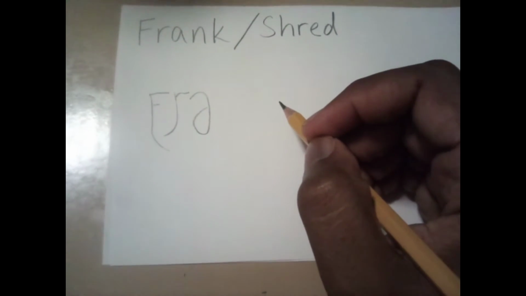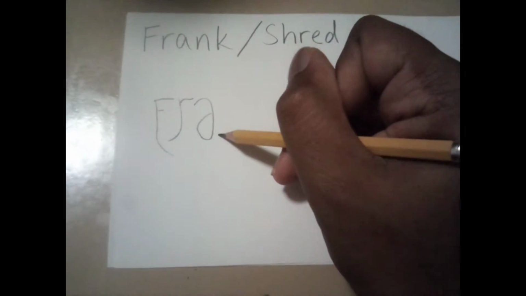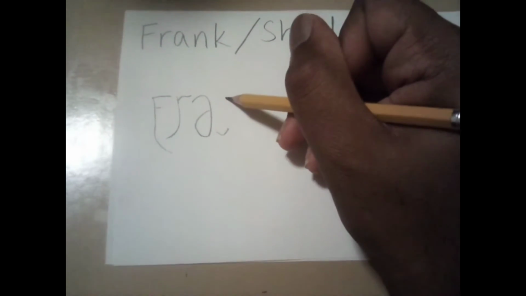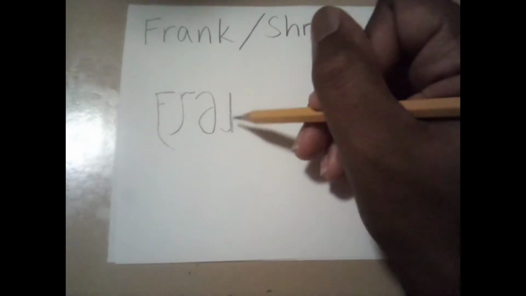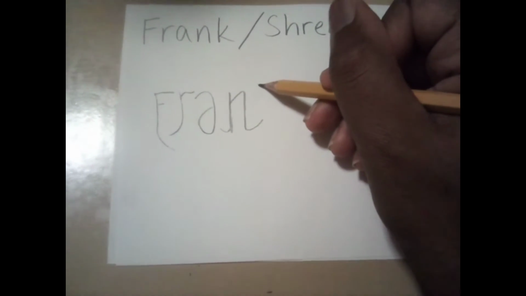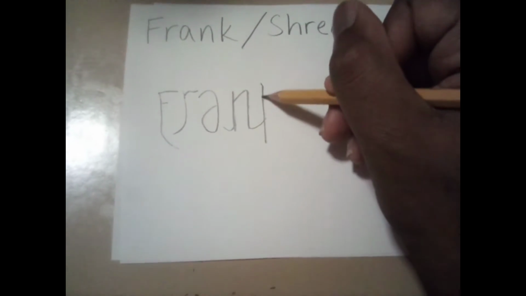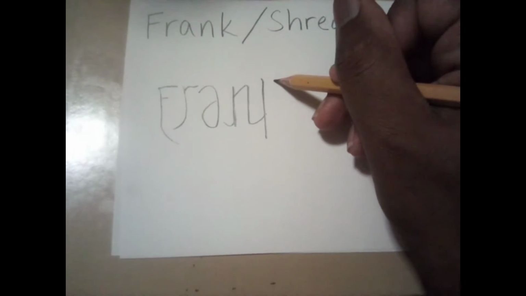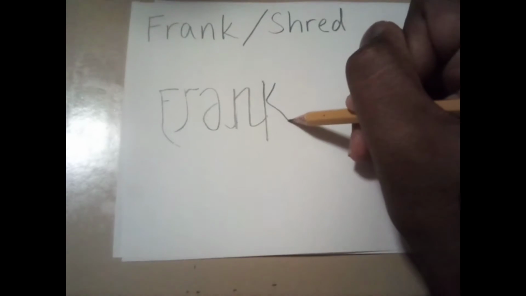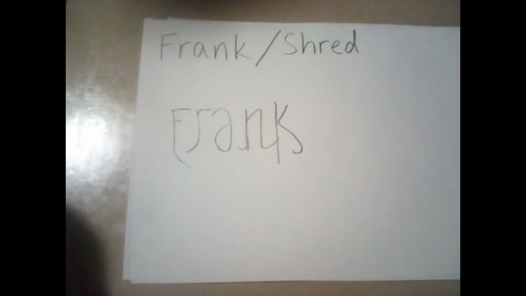Next, we have an NK to SHR. This lead-in stroke helps the context of the R. We finish our N, and let's do a K, and now we have HR, and now we just have to do this for the S. So that's Frank that way, Shred upside down.